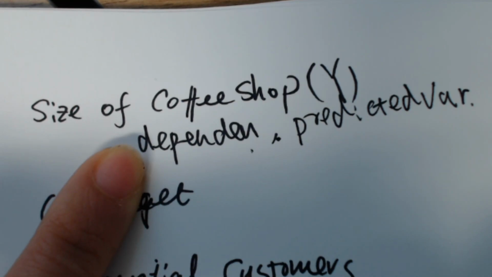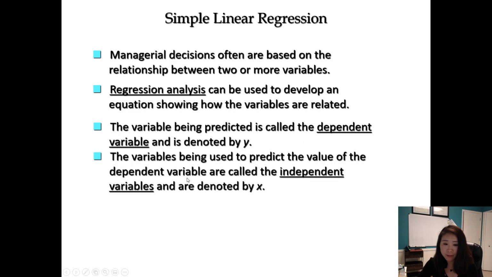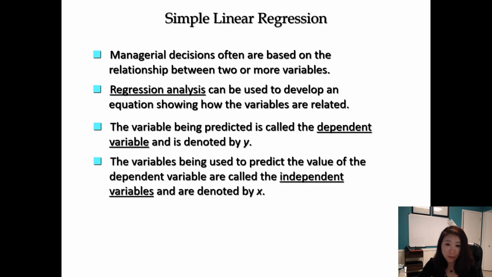After we know the first very important component in your regression model, we're going to look at the second one. The second important component of the regression model is called the independent variable, and we use x to denote it. That is a variable being used to predict the value of the dependent variable. That is called the independent variable.